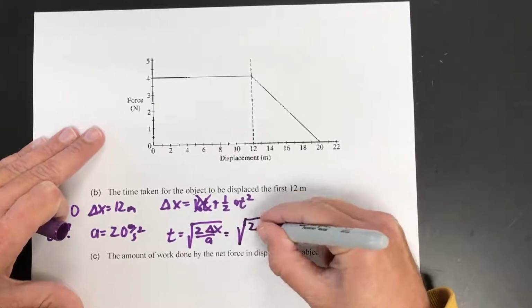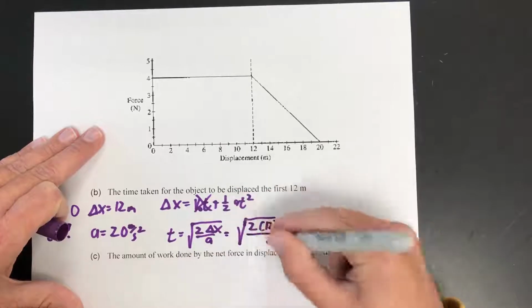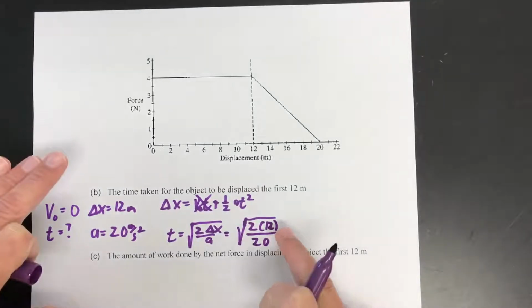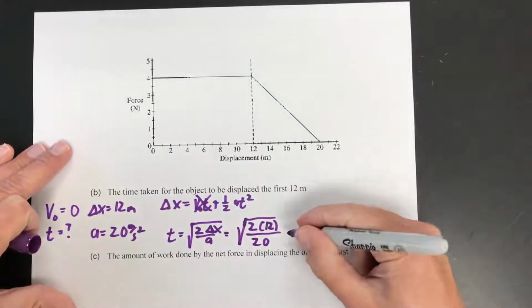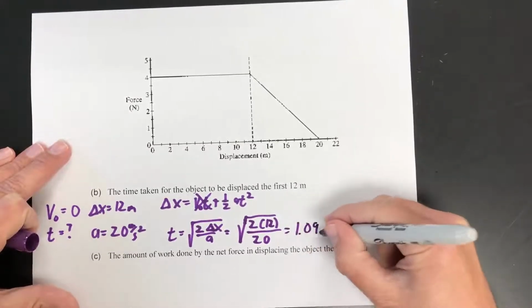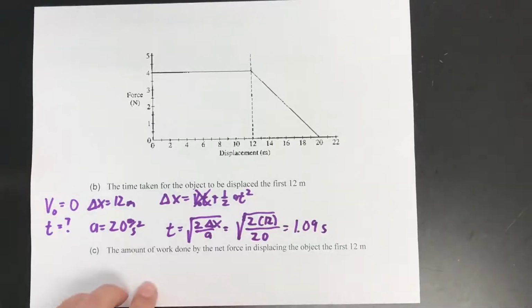So now let's plug in here. We've got 2 times our displacement, 12 meters, and our acceleration is 20 meters per second squared. So that should be 24 over 20, square root of that, and I think it works out to be about 1.09-ish seconds. All right, next part.